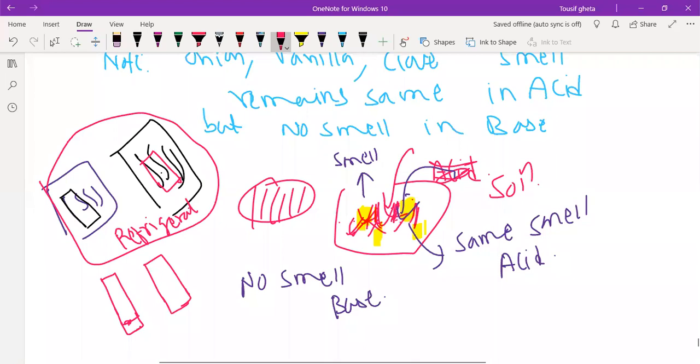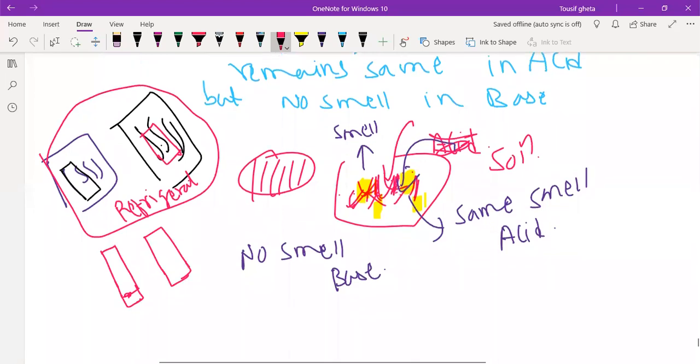Okay, one minute. Now what? Take the cloth very close to your nose and take a deep smell. You will feel the smell, the onion smell is definitely there in this cloth. Now you take these two cloths separately.